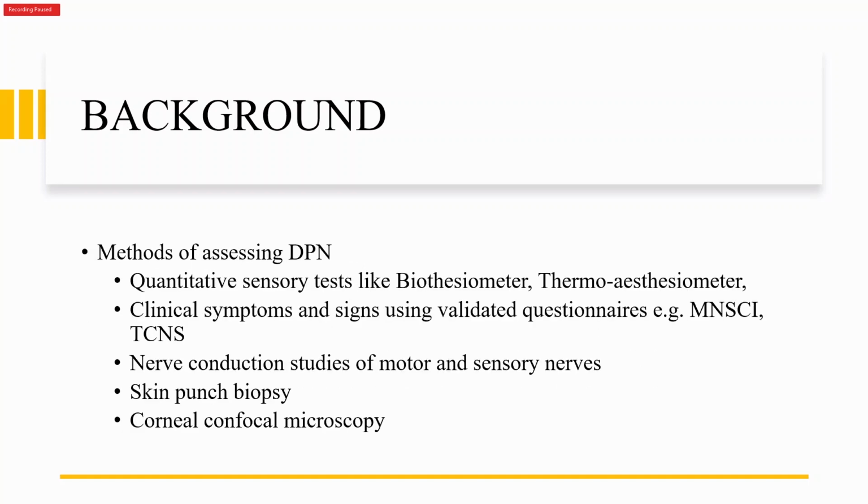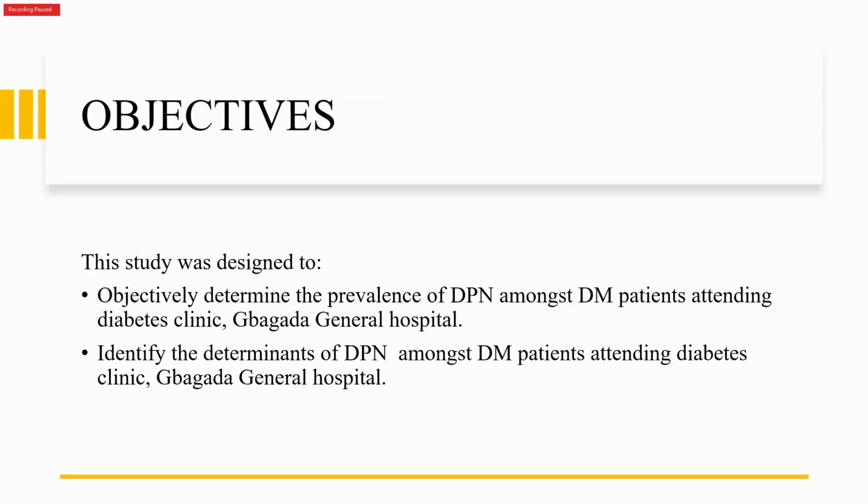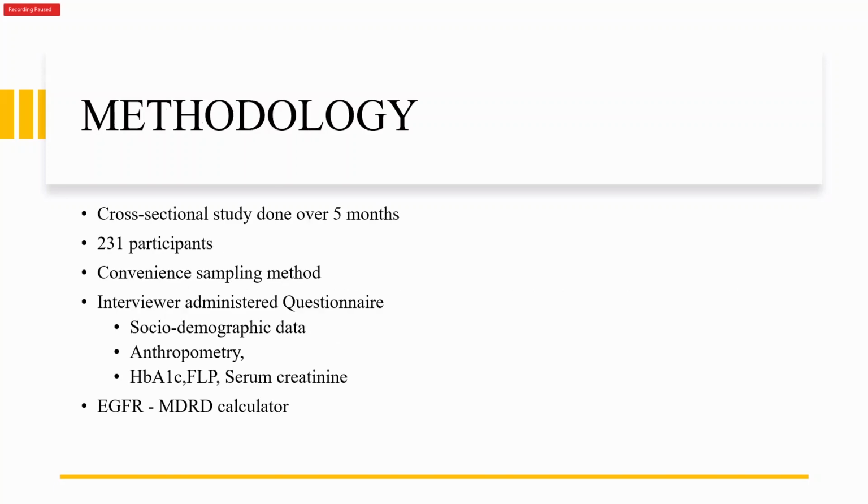There are different methods of assessing peripheral neuropathy, but in our study, we used the quantitative method, the biothesiometer. The objectives of this study were to objectively determine the prevalence of diabetic neuropathy among DM patients attending our clinic and to identify its determinants. It was a cross-sectional study.